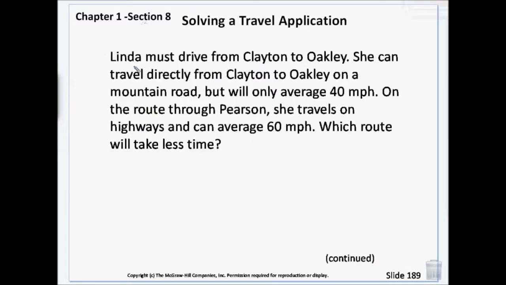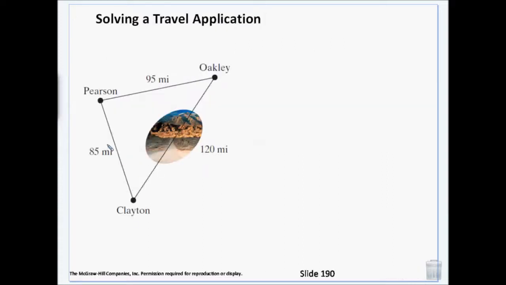Again, okay, Linda is driving from Clayton to Oakley, and she can go directly from Clayton to Oakley on a mountain road, but she can only drive 40 miles an hour, or she can go through another city called Pearson if she travels highways, and she can go 60 miles an hour. Now, the book gave us a picture of this, so we have the actual miles. So she's starting at Clayton. So here's your start. Okay, and to go from Clayton to Oakley, it's the direct route, but she can only go 40 miles per hour.